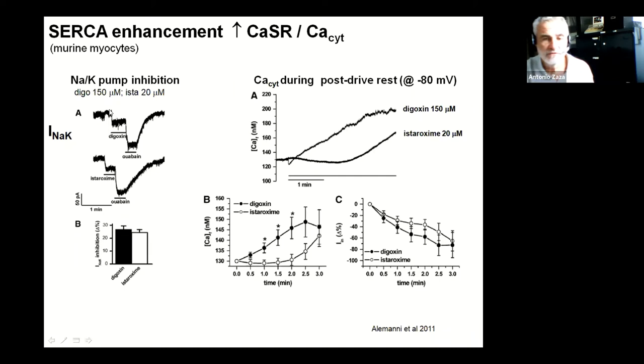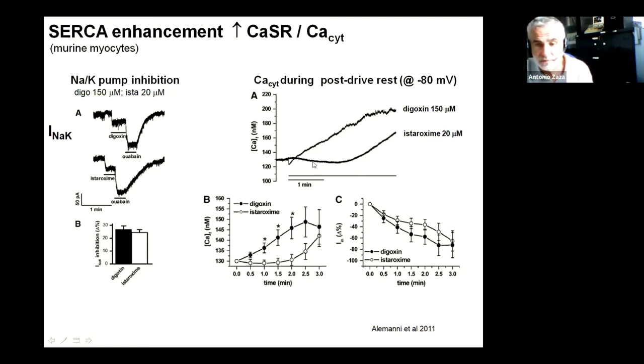So we found that 150 micromolar for digoxin and 20 micromolar for istaroxime did the same thing on the pump. And then we used these two concentrations of the two agents to see what happened to cytosolic calcium when we interrupted a preloading train of pulses under voltage clamp conditions.